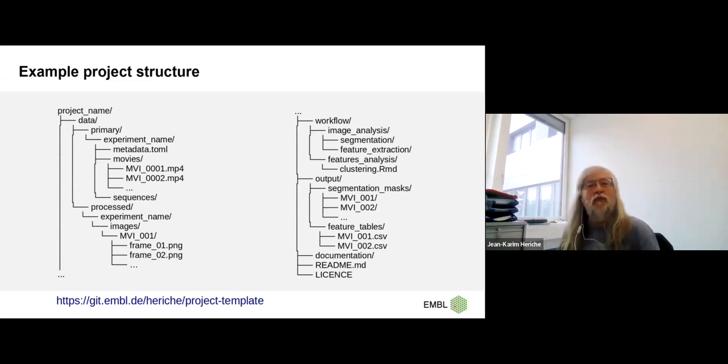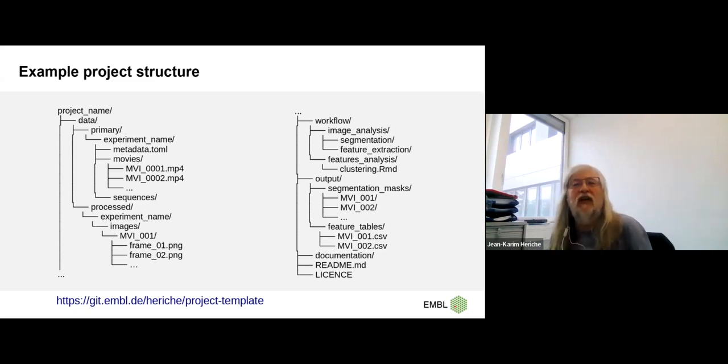So you have an overall project directory, and you can subdivide it with data, workflow, output, documentation. And then inside, for example, the data, you can differentiate between the primary data, maybe something that comes out of the microscope, and have maybe different experiments underneath that. And here I have listed a metadata.toml file, which is basically one of these companion files using the toml format, which is just a plain text file that can contain key value pairs, for example, of information.